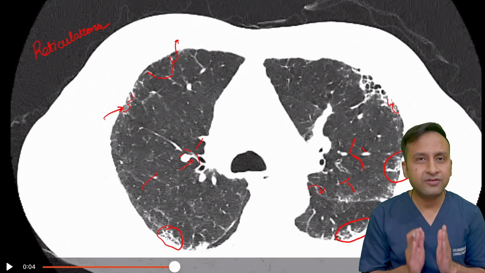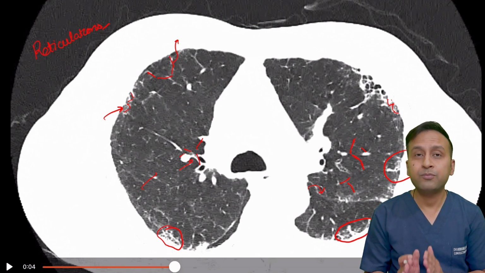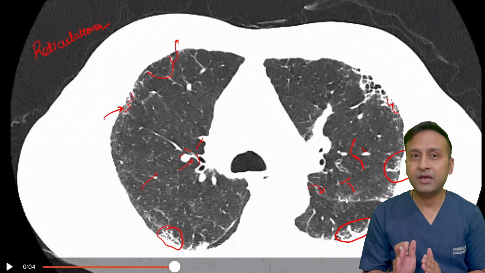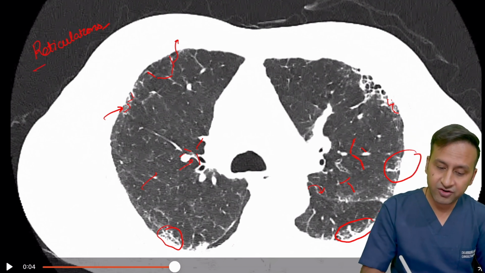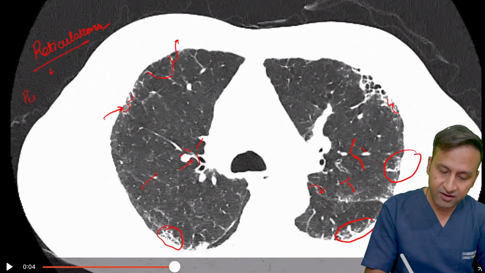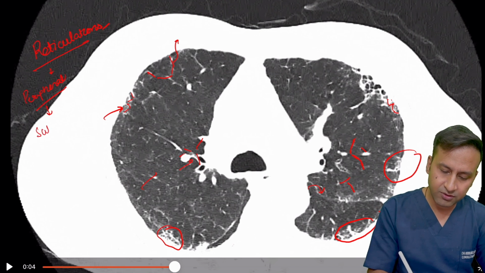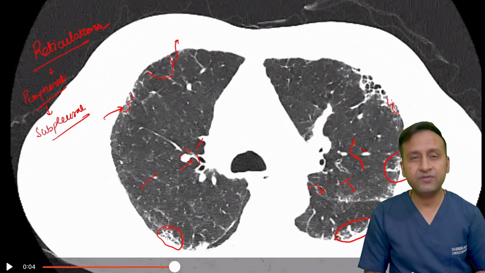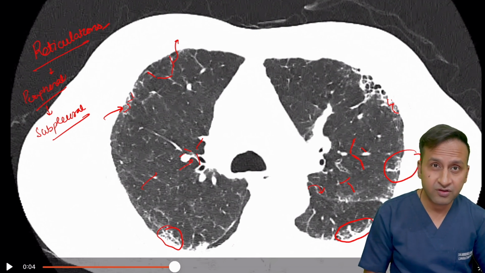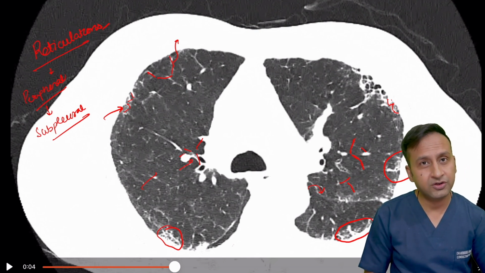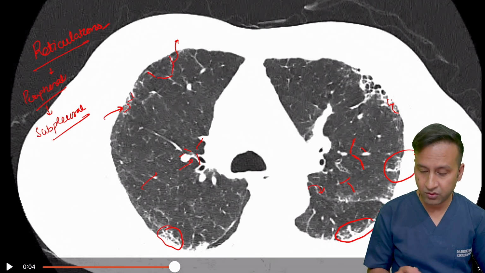Now, if you have seen this case till now properly, then one thing that you might be able to deduce is these reticulations are peripheral, predominantly peripheral. The other word that we use is subpleural. So we have made an important observation. We have seen an increased number of linear opacities, which are nothing but reticulations, and they're all peripherally located.